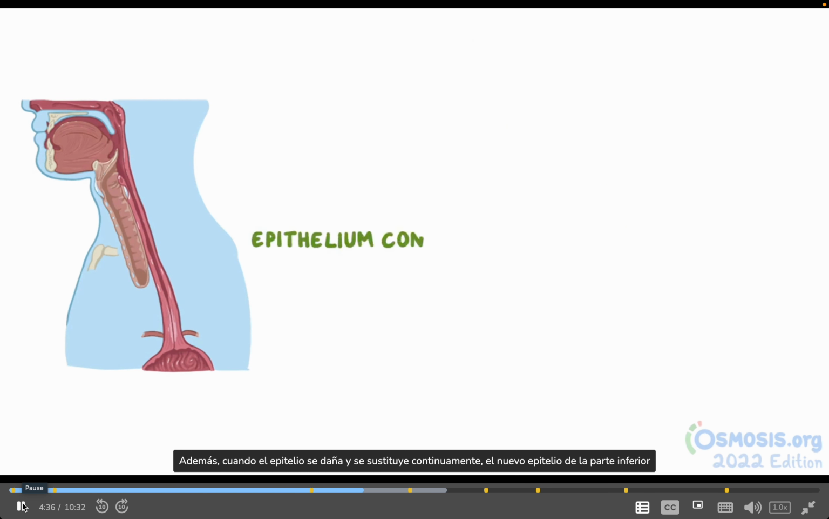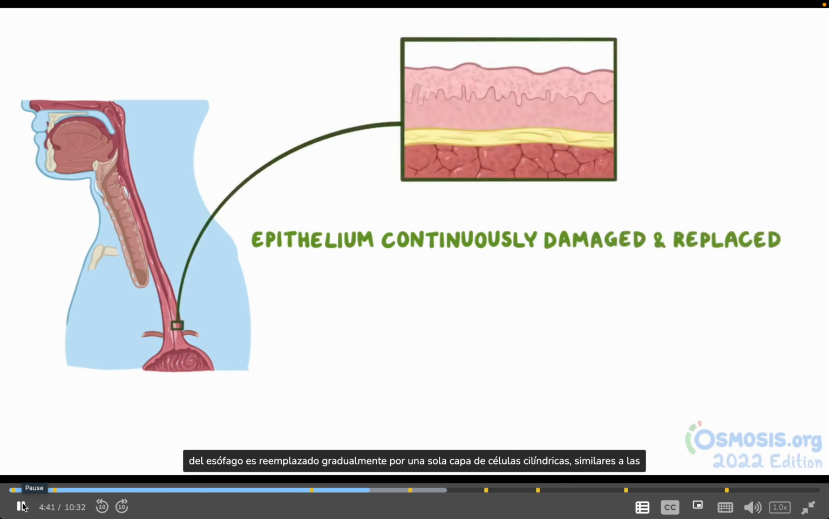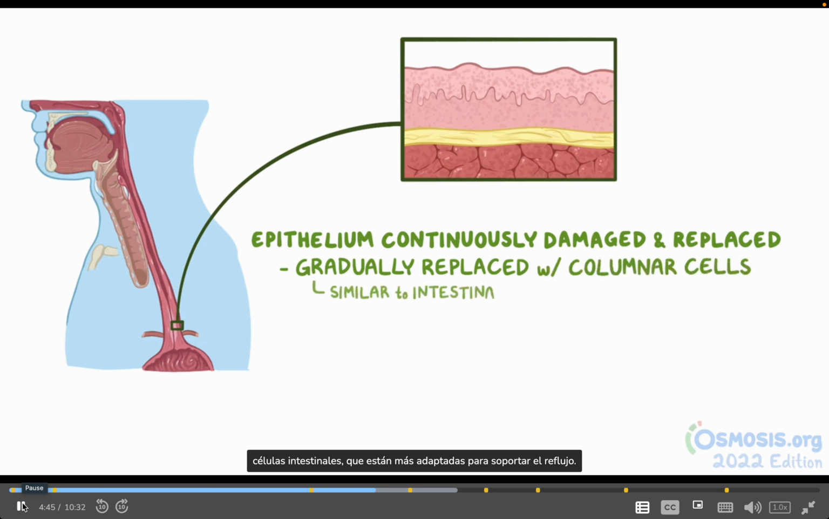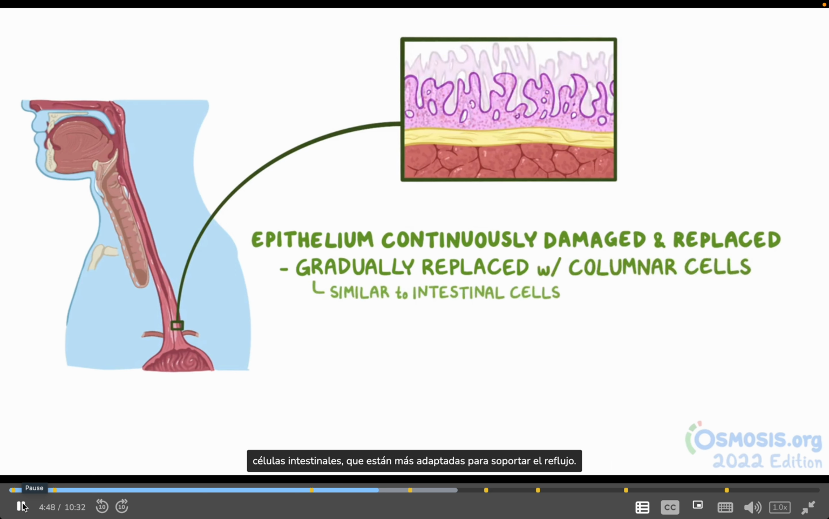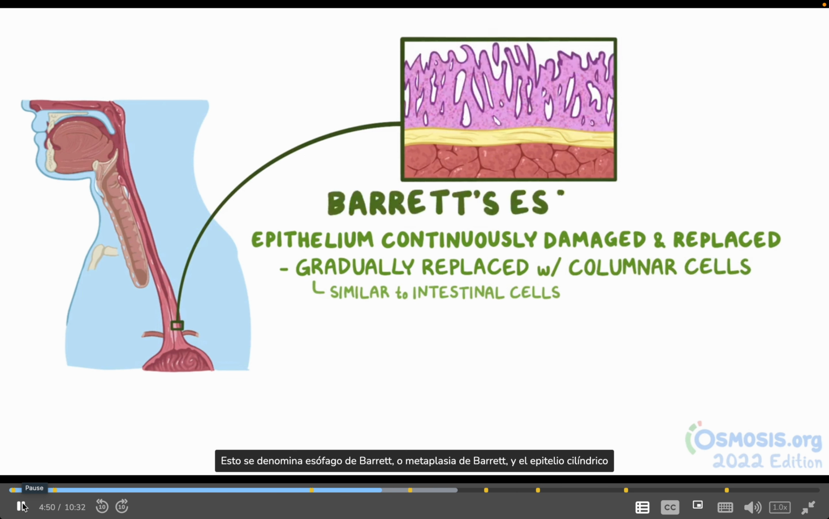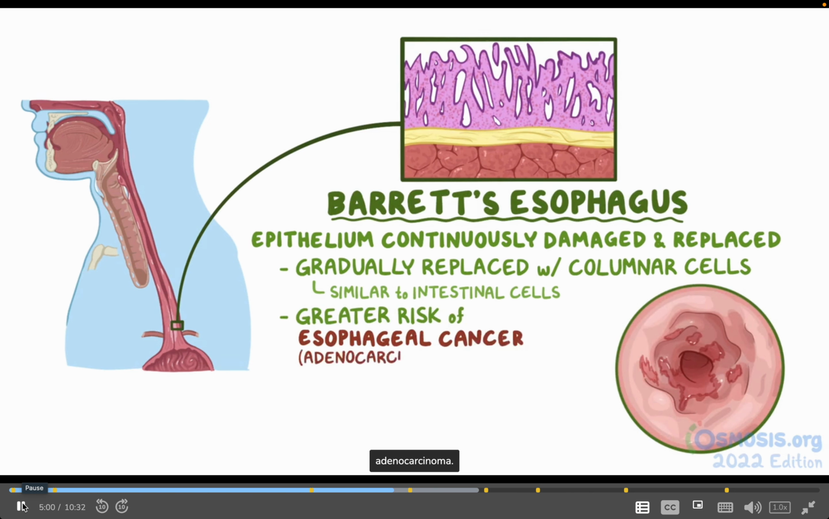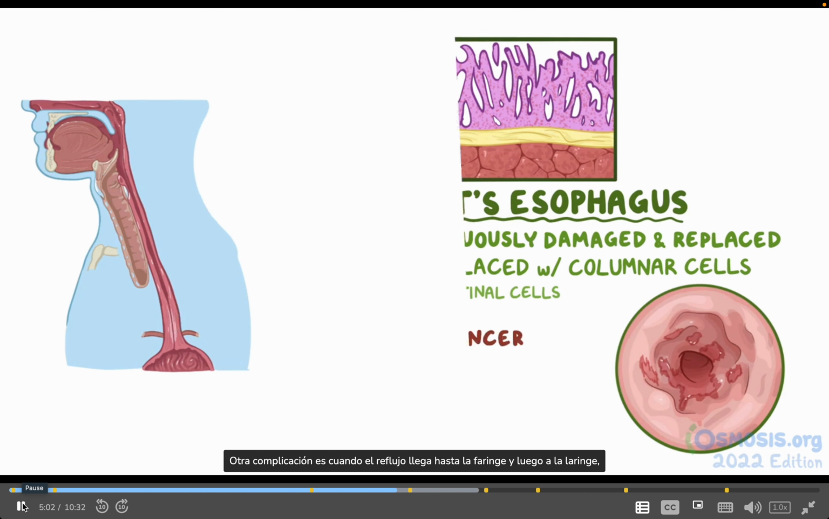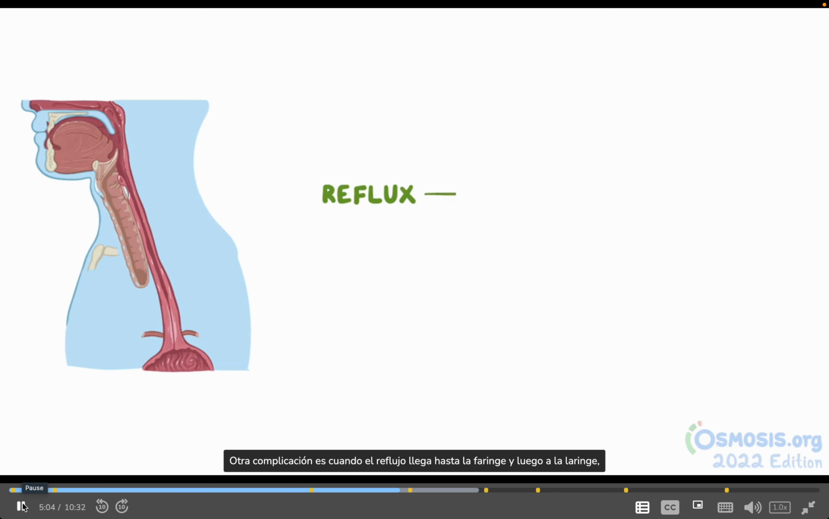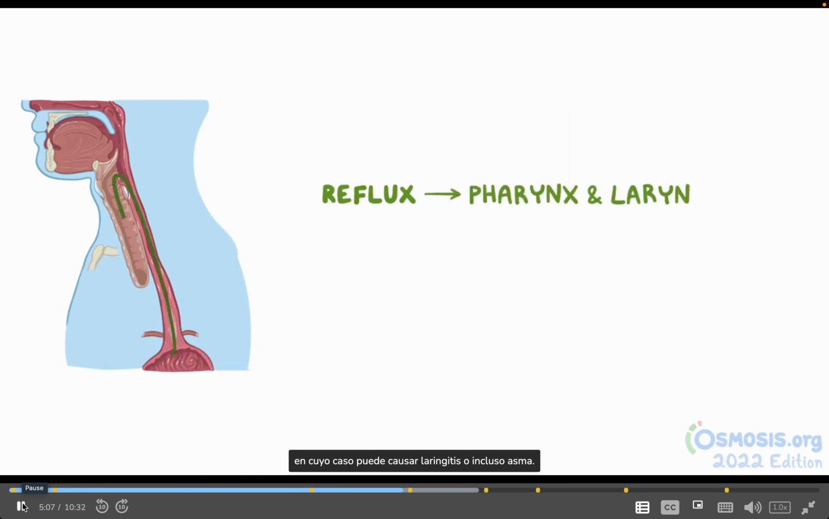Also, when the epithelium is continuously damaged and replaced, the new epithelium of the lower esophagus is gradually replaced by a single layer of columnar cells, similar to intestinal cells that are more adapted to withstand the reflux. This is called Barrett's esophagus, or Barrett's metaplasia, and the cylindrical epithelium has a greater risk of degenerating into a particular type of esophageal cancer, called adenocarcinoma. Another complication is when the reflux goes all the way back up to the pharynx and then into the larynx, in which case it can cause laryngitis or even asthma.